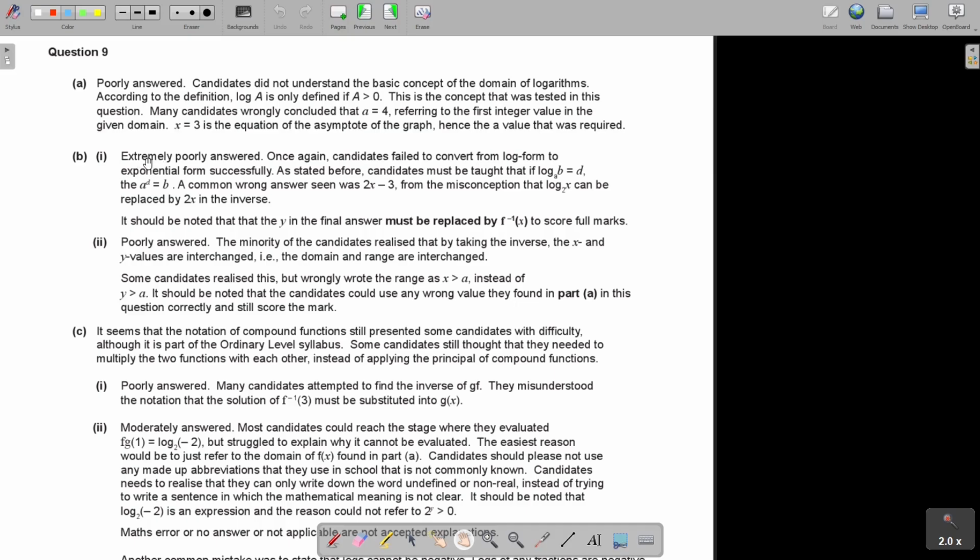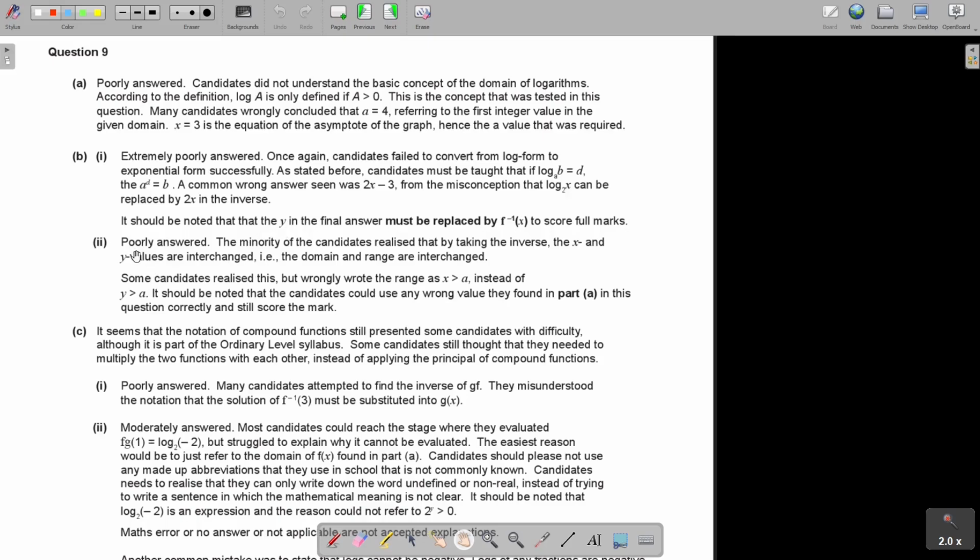Let's go on. Number B, extremely poorly answered. That's now the inverse, which is coming from ordinary level. So once again, candidates failed to convert from the log form to exponential form. That's why I said go to that page and make sure you can do it. As stated before, candidates must be taught going from log to exponential. A common wrong answer seen came from the misconception that log 2 can be replaced by 2x in the inverse. It should be noted that the y in the final answer must be replaced, very important, with the inverse to score full marks. You cannot stop with the y.